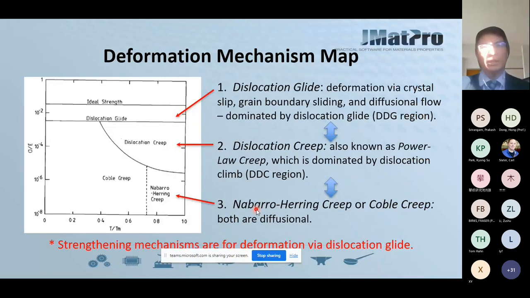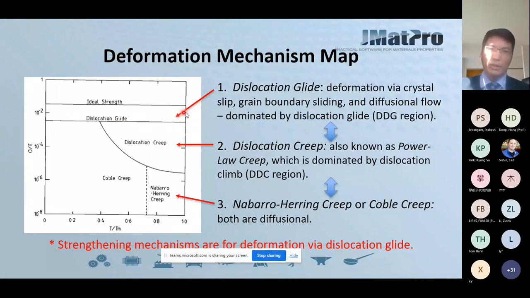This kind of switch is not really anything new. If we look at the very famous deformation mechanism map or Ashby map, you will realize that this kind of switch is pretty normal. In fact, it's not just one switch. Whenever you see this kind of deformation mechanism map, mind you, here is the stress or normalized stress, here is temperature or T divided by T melting point. And whenever you see a boundary, that implies a mechanism change, a mechanism switch.